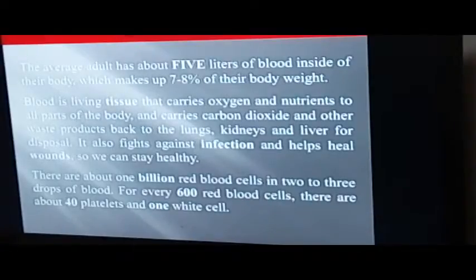There are about 1 billion red blood cells in 2 to 3 drops of blood. For every 600 red blood cells, there are about 40 platelets and 1 white blood cell. So you can see there are many more red blood cells than there are anything else.